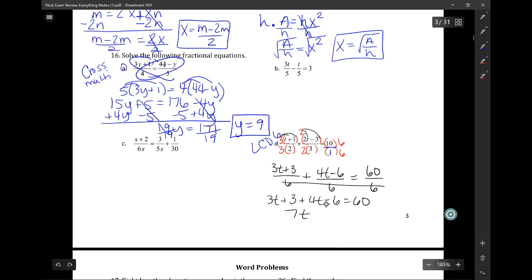Combine like terms, so 7t minus 3, add 3 to the other side, divide by 7, and you get 9.